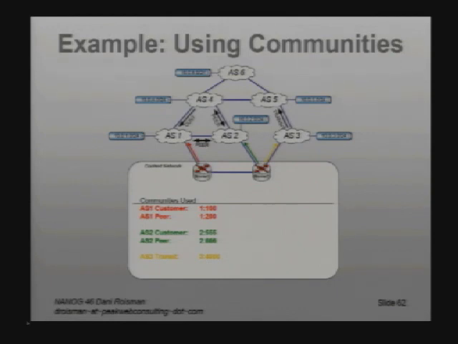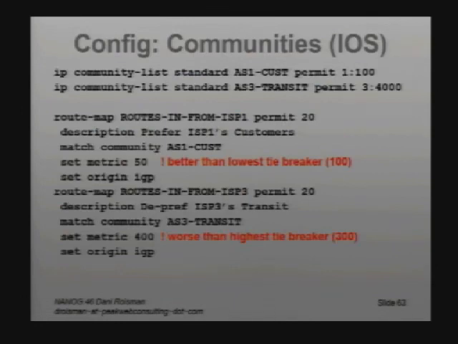So in this case, AS1 for a customer, they tag routes with 100, and a peer they tag routes with 200. AS2, they have a different scheme, just demonstrating different schemes here. They maybe use 555 and 666, and AS3 maybe uses 4000 to tag a transit route. To configure this in Cisco IOS communities, it's nice to define the community list up on top, so you can then refer to them by a human readable name. So AS1 customers, just go ahead and give it 1:100. AS3 transit, 3:4000.